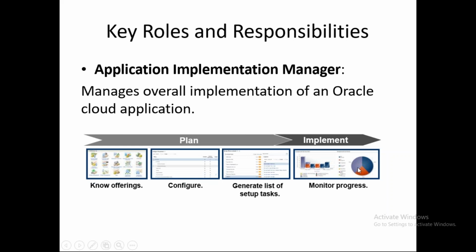Let's say if you have multiple implementation projects, you can monitor what is the progress of those projects, where they currently are, what their deadlines are, how many tasks are completed, how many are due, let's say by this month, and how many are not yet started or overdue. That way you can administer the entire project by looking at the monitor progress. So these options are available for your implementation manager, okay. So that is your application implementation manager role.